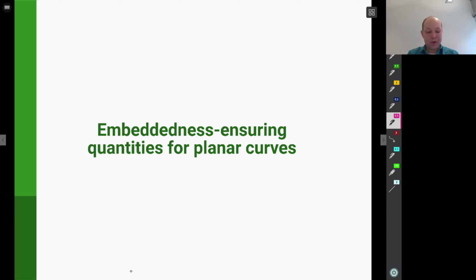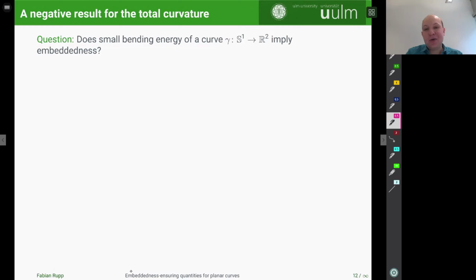So now we want to discuss embeddedness ensuring quantities for planar curves, and we will get back to the two candidates for extending the Li-Yau result for the Willmore energy, which were defined in the first video. So the question now is, can small bending energy of a curve guarantee embeddedness? And well, as you see from the title, unfortunately the answer is no in the case of the total curvature K.